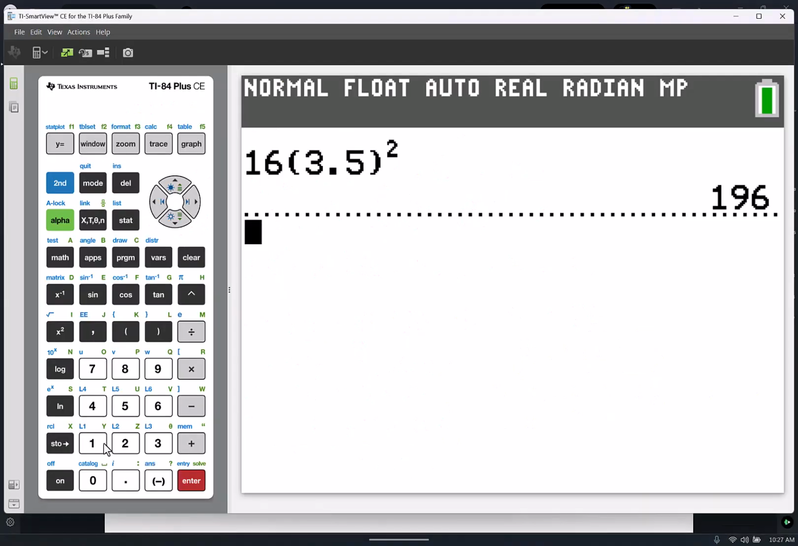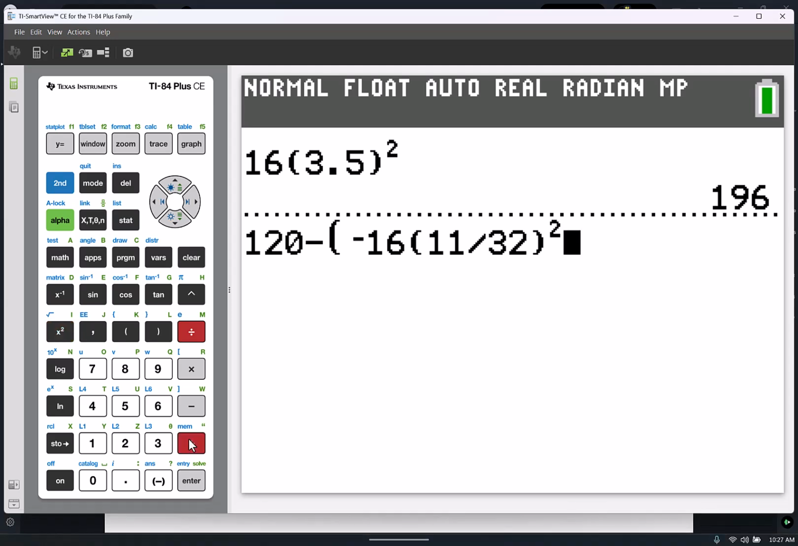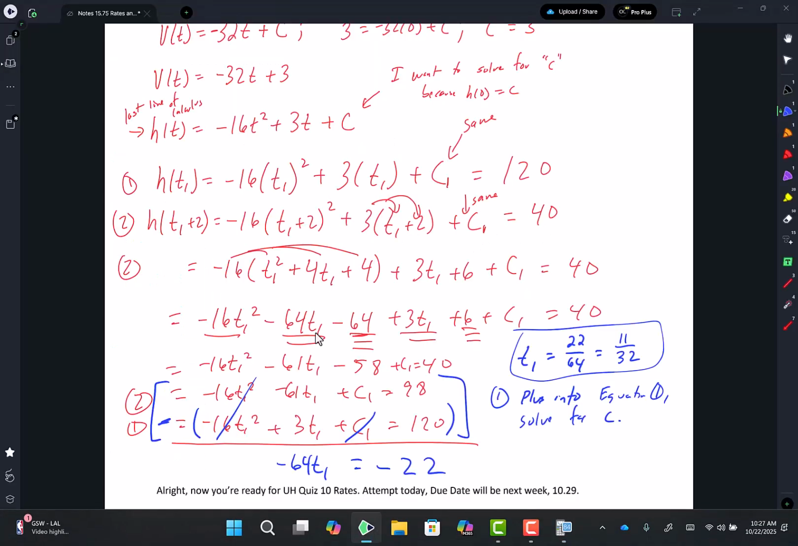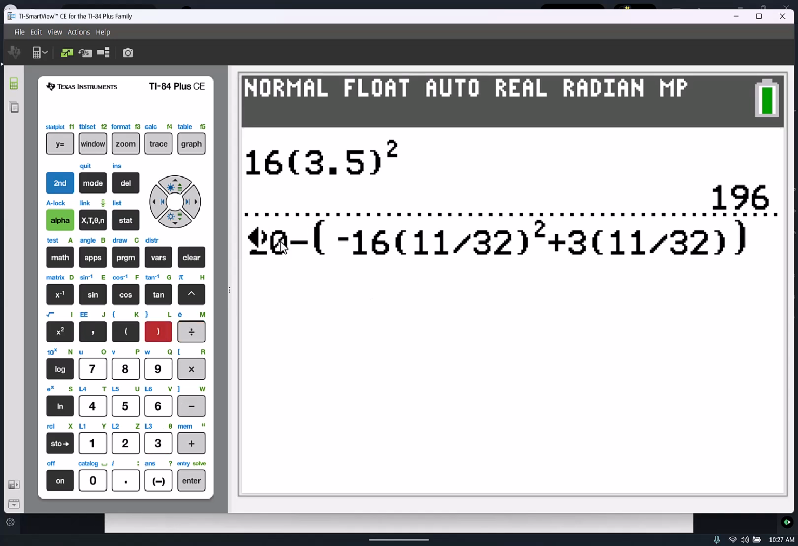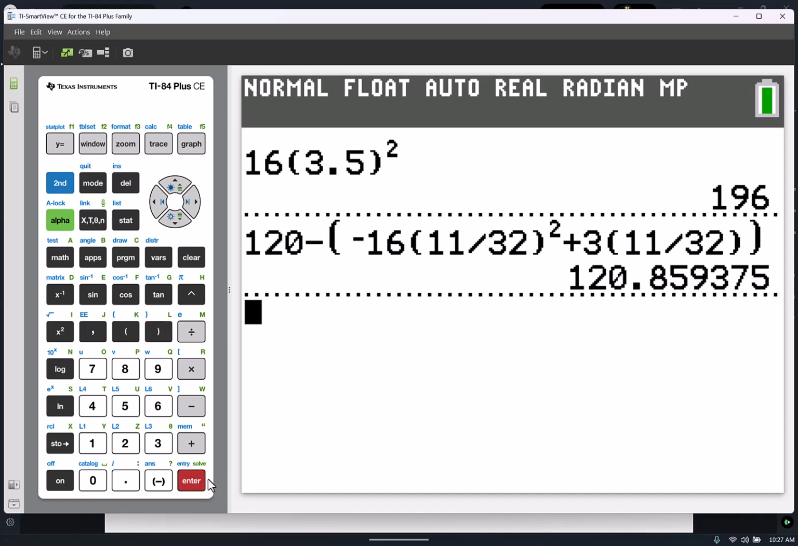So I'm going to go 120 minus parenthesis, negative 16 parenthesis, 11 over 32, squared, plus 3 times 11 over 32. I already started. No big deal. And I'm going to close it. Notice I already put 120 there, guys. 120 minus. So enter. And so there it is.